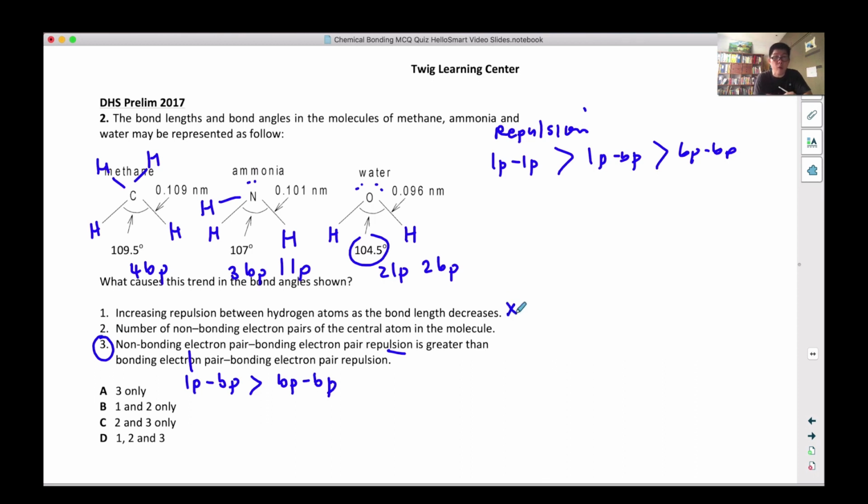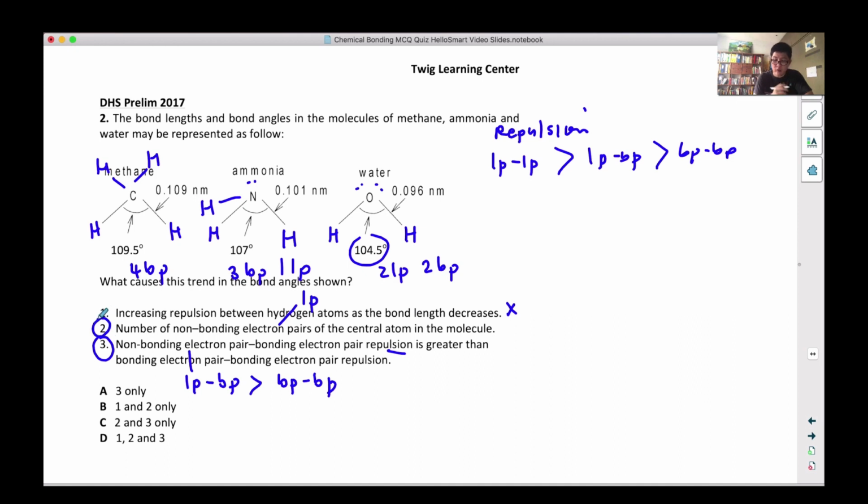Okay, the number of non-bonding electron pairs, which means the lone pairs. The number of lone pairs of the central atom in the molecule will actually determine the bond angle. Because if there are more lone pairs, they will push the bond pairs even closer. So 2 is definitely also correct.